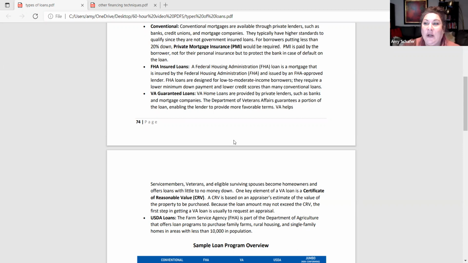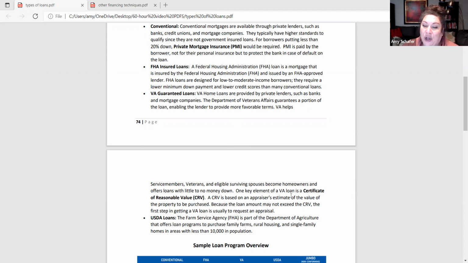This is one of the very last 100% financing products that has remained in existence through time. And this is for our veterans who have served active duty. They can qualify for a VA loan, and it's 100% financing. And again, the mortgage insurance, because they're not putting any money down, is actually provided by the government through the Department of Veteran Affairs.